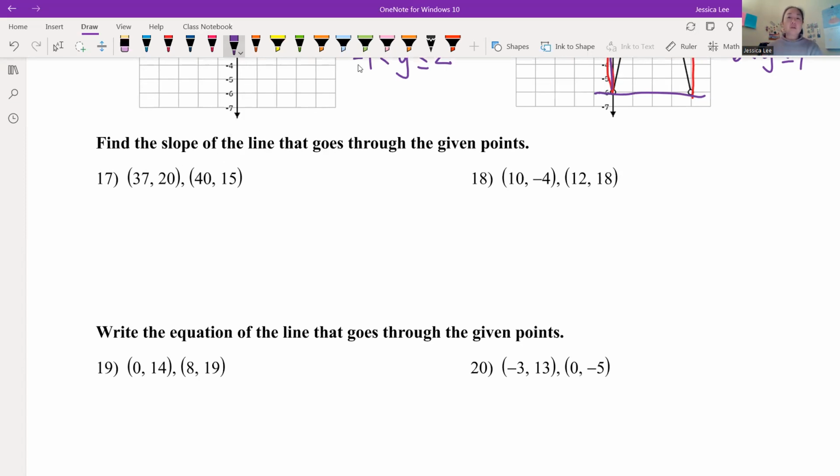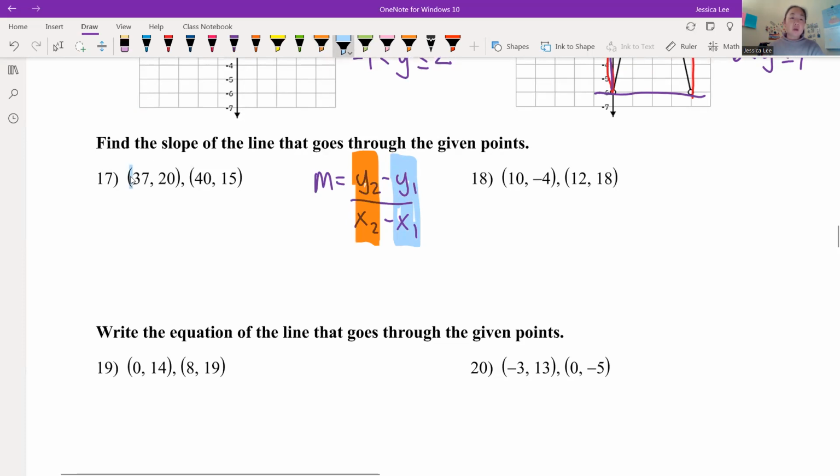Okay, slope. Remember the slope formula is going to be m is equal to rise, the difference of the y's, so y2 minus y1 over the run, which is x2 minus x1. Okay, now remember we're talking about this is one point right here, and this right here is another point. So you may wonder, well, which one is which?